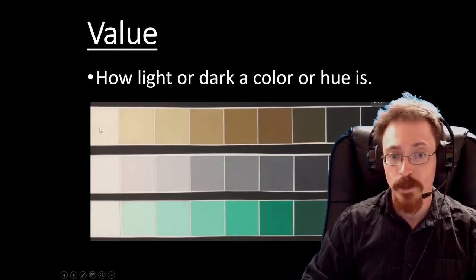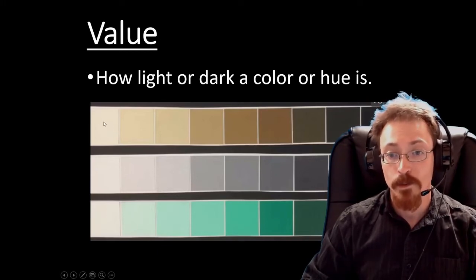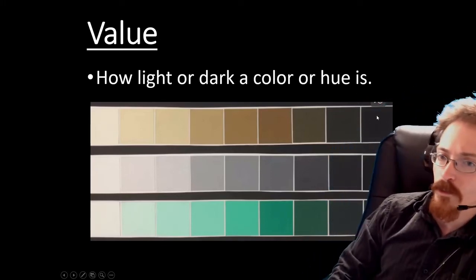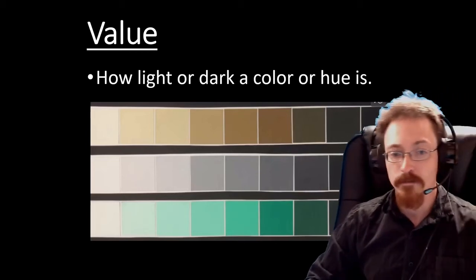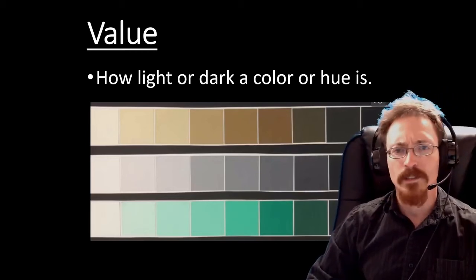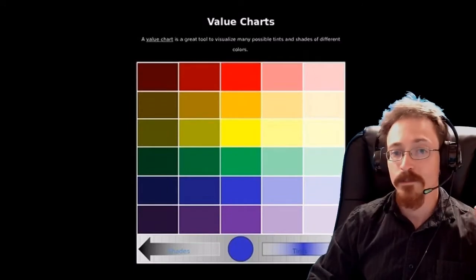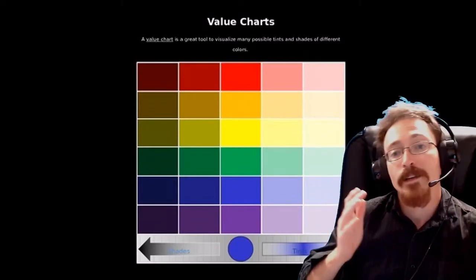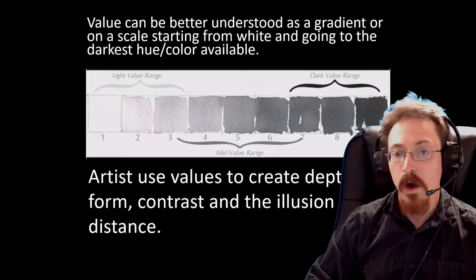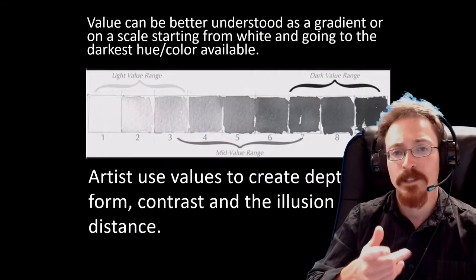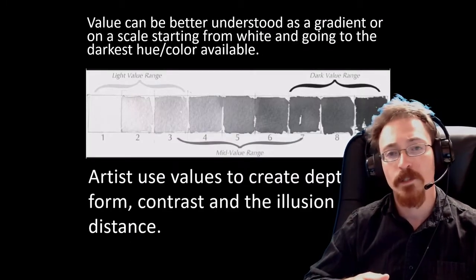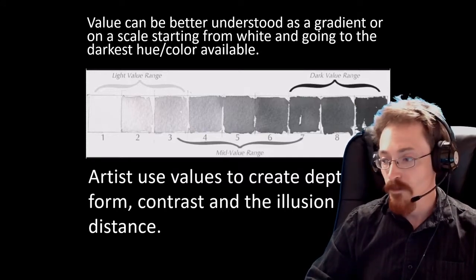For instance, this right here is a lighter value of brown and it goes all the way down to the darker value of brown right there. And you can have these in all different colors. You can be in different shapes. I mean, it's just values. It's how light or dark a color is. And this right here is an example of something that we are going to be doing today for this lesson.